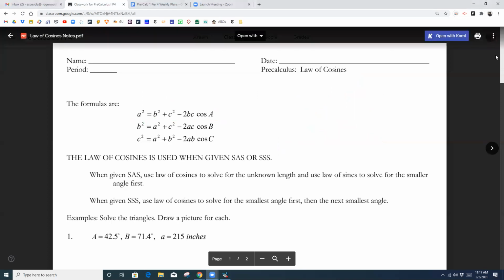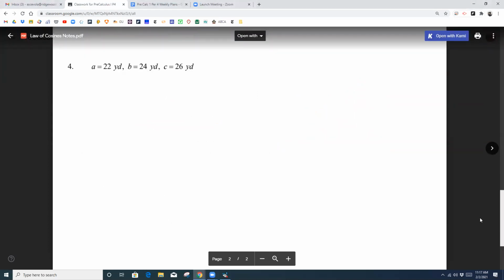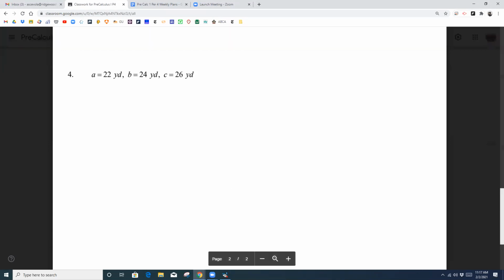Now, last but not least, and then I'll end this video here. How do you find a missing angle using the law of cosines? First, let's draw our picture. We have a triangle ABC. This would be angle A, this angle B, and this angle C.